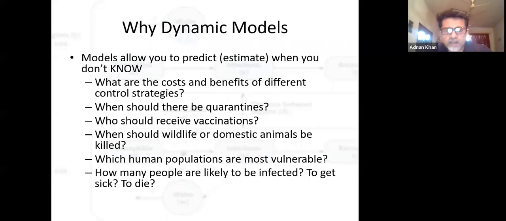And then another big question is, how many people are likely to be infected? You want to know how ready your hospitals should be. Do you have enough hospital facilities or isolation facilities? How many people are going to die from the disease? Disease mortality is important to know socially as well, right? So these are the kind of questions which these dynamic models will allow you to answer.